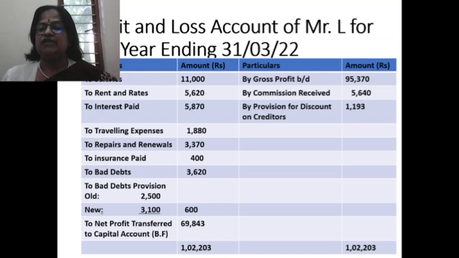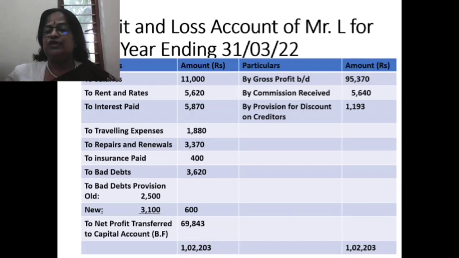By commission received 5,640. By provision for discount on creditors. This value we have calculated. This is an income for the firm. So it is 1,193, credited to profit and loss account. Now debit side, to salaries 11,000, to rent and rates 5,620, to interest paid 5,870, to traveling expenses 1,880, to repairs and renewals 3,370, to insurance paid 400, to bad debts 3,620.